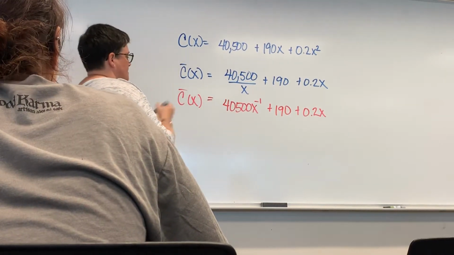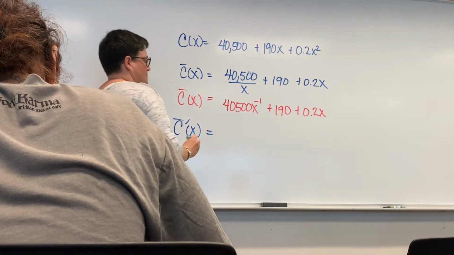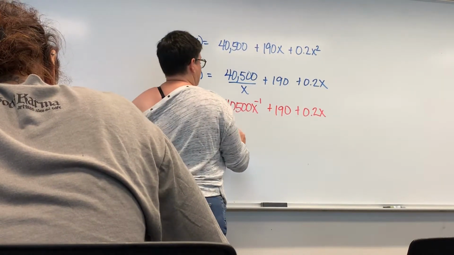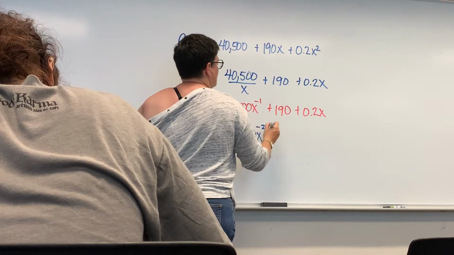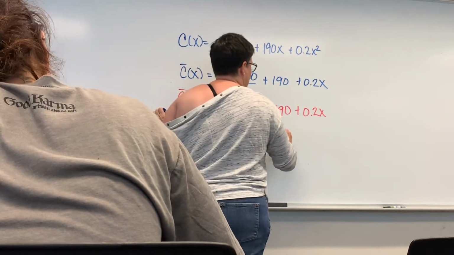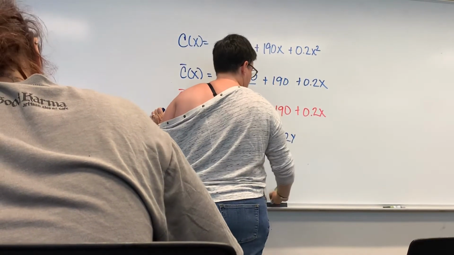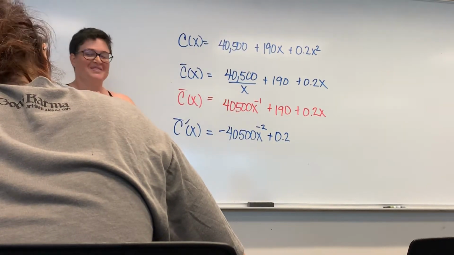So now what's my derivative? Negative 40,500 x to the negative 2. What happens to 190? Killed it. You kill it. Plus 0.2. You were about to write it. Almost did it.